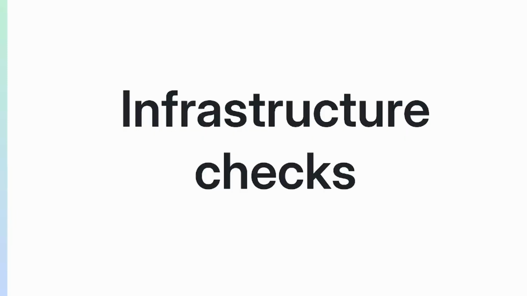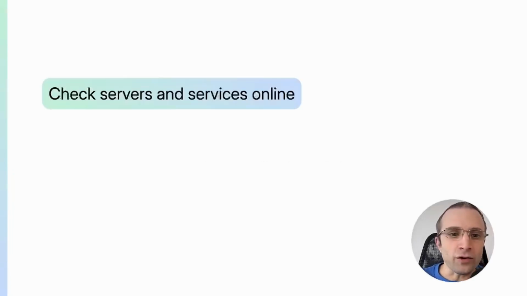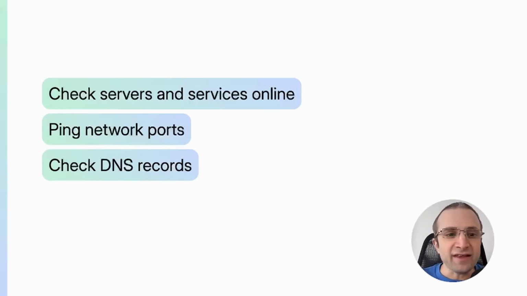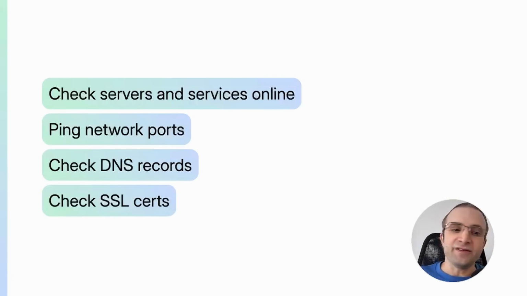So coming back to infrastructure, we can do smoke testing for infrastructure. This is another class of tests that check that the relying servers and services are ready for deployment. And here's where we really test the foundations of our system and detect basic configuration errors. For example, we can check that servers are online, we can ping network ports and check that firewalls are open, we can check DNS records, we can check SSL certificates.